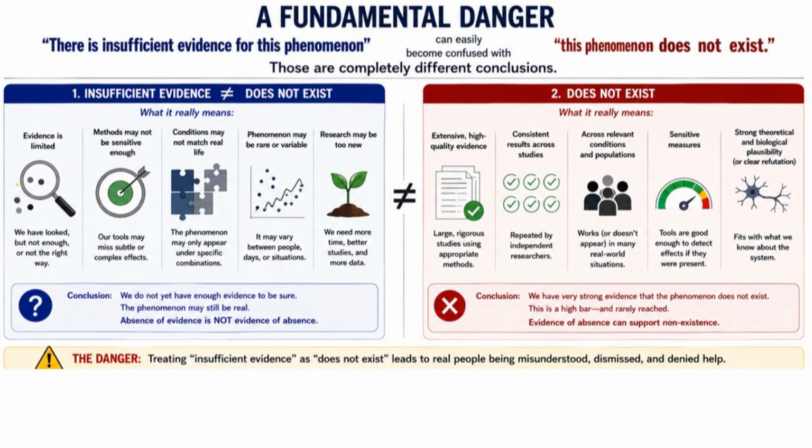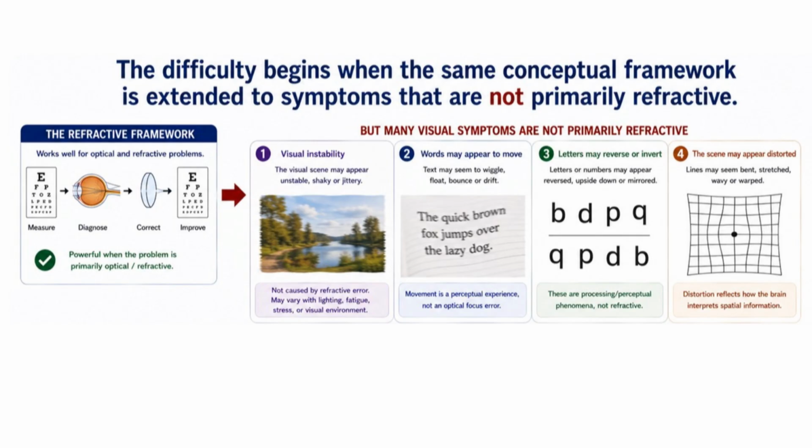This creates a fundamental danger. "There is insufficient evidence for this phenomenon" can easily become confused with "this phenomenon does not exist." Those are completely different conclusions. Evidence gaps are not proof of absence. The evidential base itself is shaped by what researchers choose to measure.